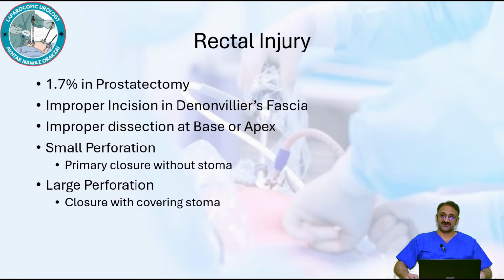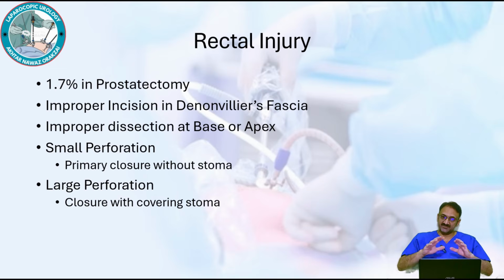Rectal injury is a peculiar kind of injury which can occur in about 1.7% of prostatectomies, laparoscopic or robotic. The reason for that is an improper incision in Denonvilliers' fascia. The proper plane is not maintained, so when you reach the apex of the prostate, you usually go into the rectum instead of going towards the urethra.